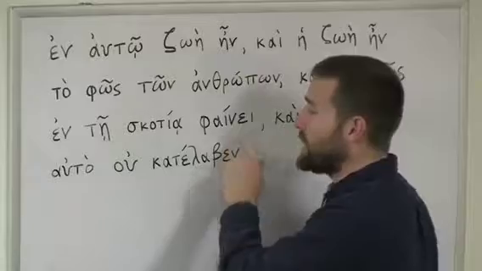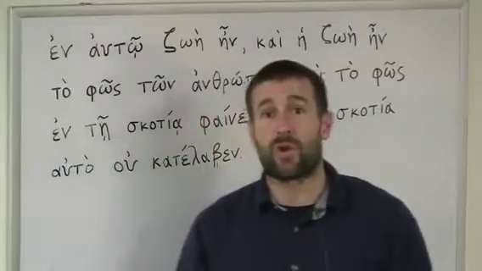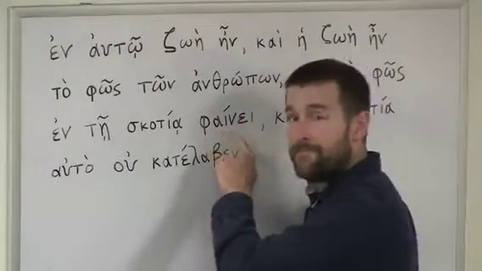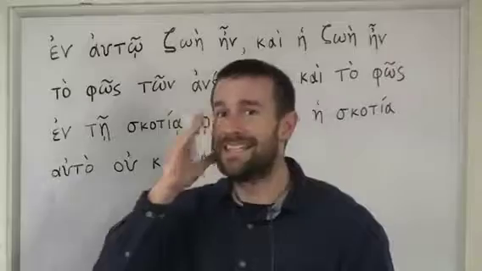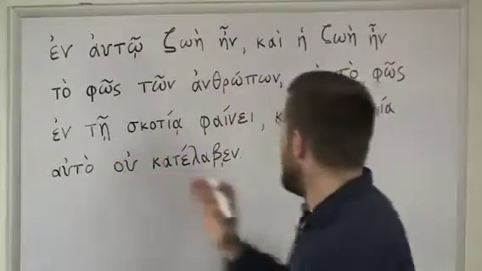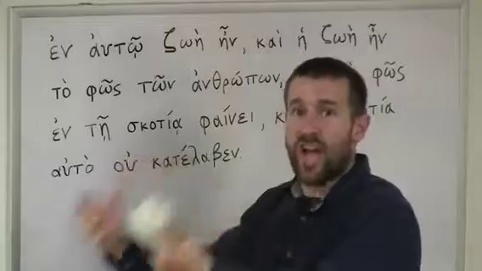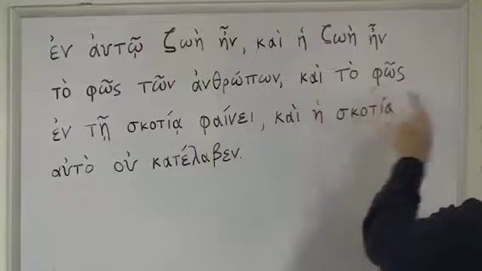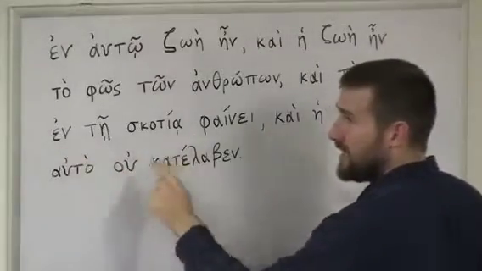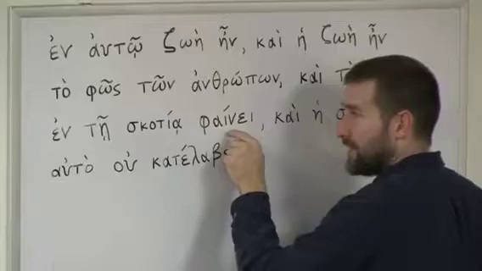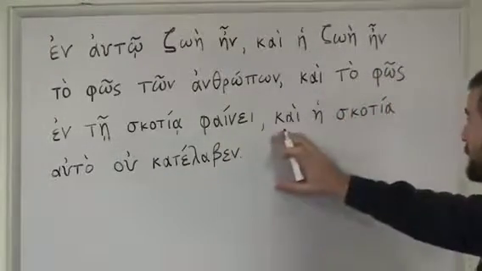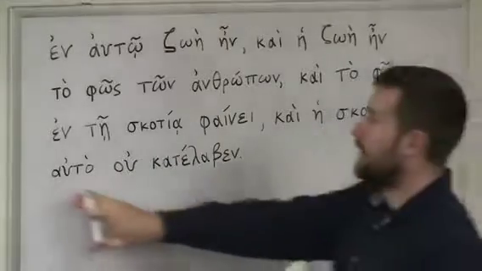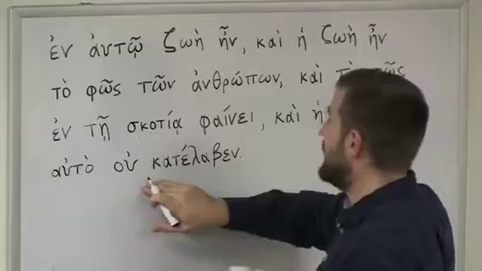Now, a quick, easy way to remember the word phaino is to think of our English word phenomenon. Our English word phenomenon comes from phaino, because a phenomenon is something that is seen or something that is observed. And phaino means to be seen, to shine, to appear, to sight. So we've got that phrase covered, kai to phos, and the light, en te skotia, in the darkness, phaini, shineth. Let's look at the last phrase now. Kai he skotia, and the darkness, auto ou katelaben.